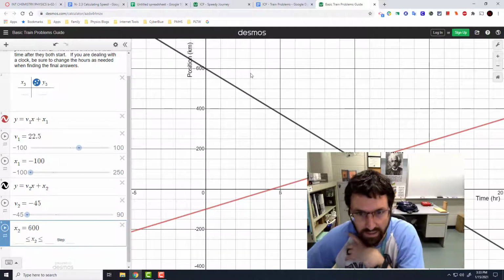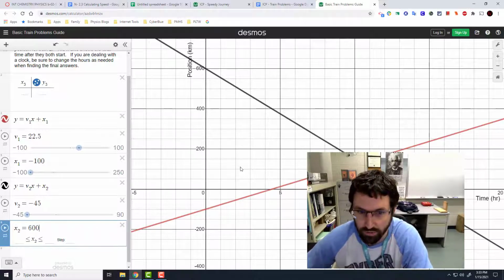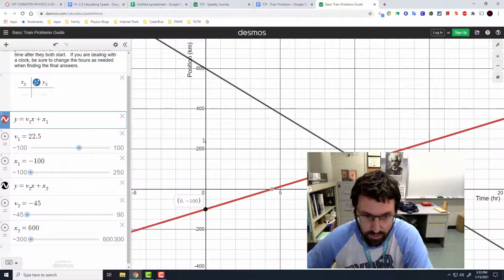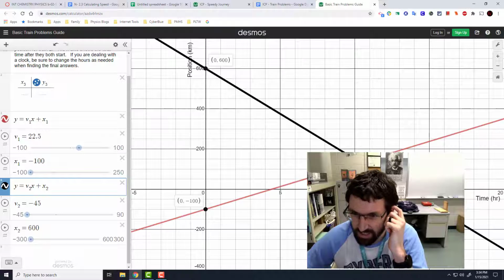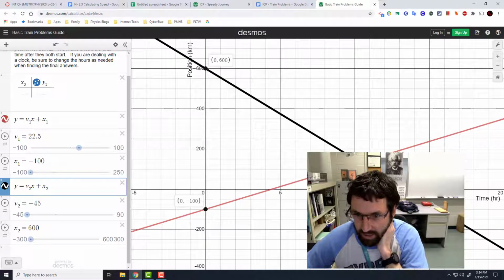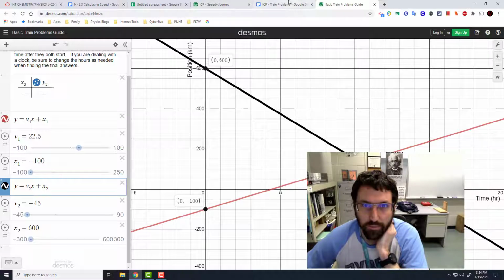Now, as I look at them, I can see that both trains are going different directions because the slopes are different. I see the first one started at 0 time and -100 kilometers. The other one started at +600. And I've got this little dot over here, which is 10.37, 133. That's when they're at the exact same position. So 10.37 hours after they leave, they're going to be at the location of 133.